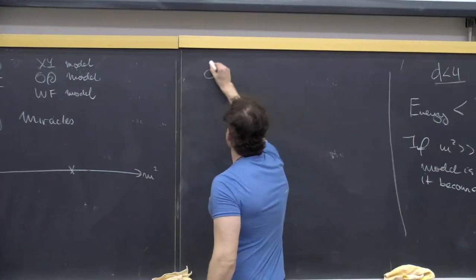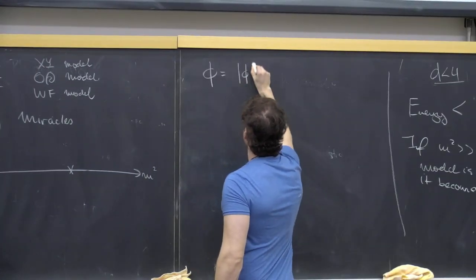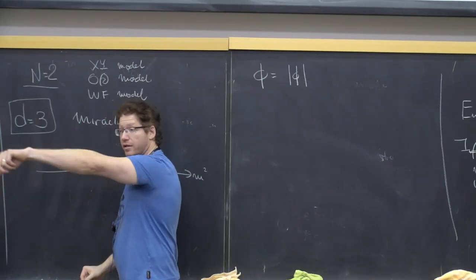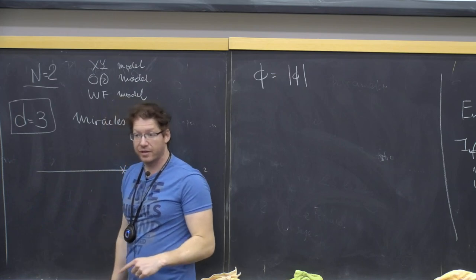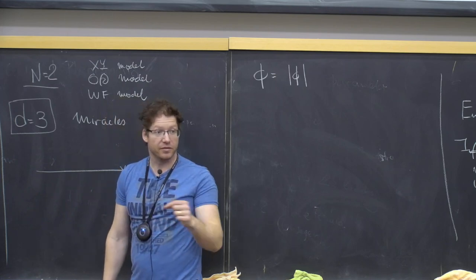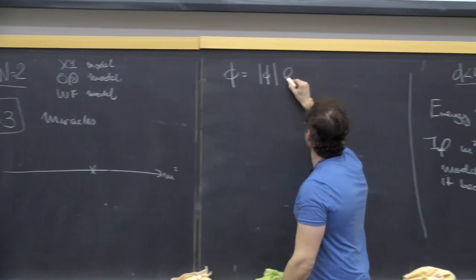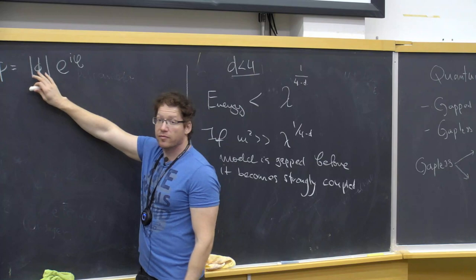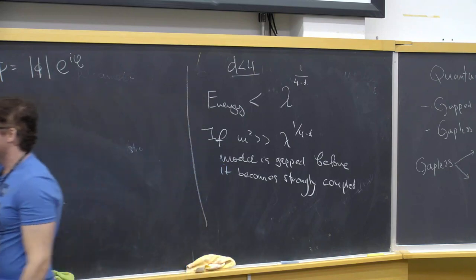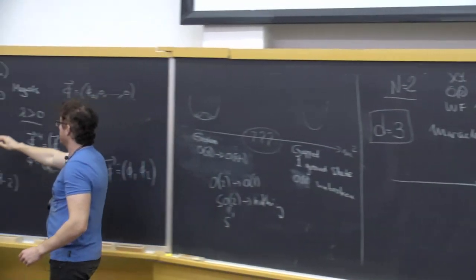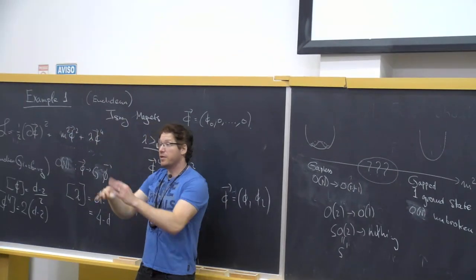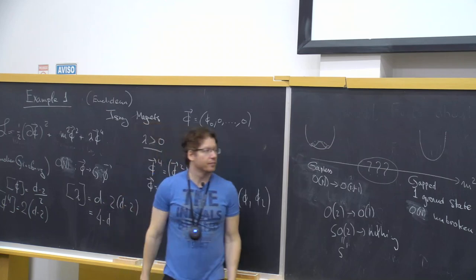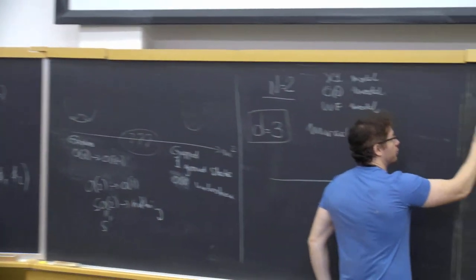What is this Goldstone boson? If m squared is large and negative, then phi sits at the vacuum. And the Goldstone boson is just the phase of phi. Is this clear? This is the light field, the phase of phi. So we write phi equals e to the i varphi. And the absolute value of phi is fixed by minimizing this potential for negative m squared. You just minimize it, you find the absolute value of phi, and the phase is a massless particle. So varphi is identified with varphi plus 2 pi.